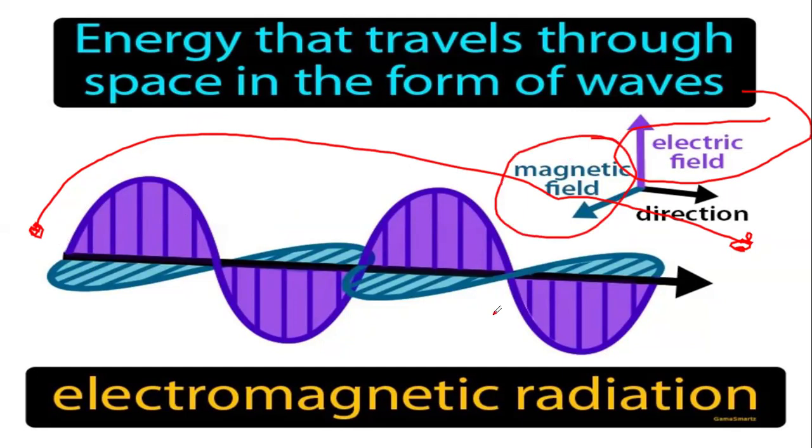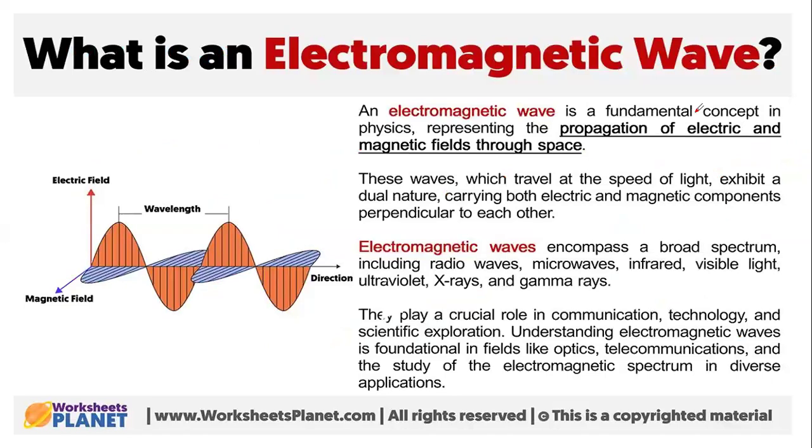So electromagnetic radiation is just what? The energy that travels through space in form of waves, with its combined form of electric field and magnetic field. And then here I was trying to elaborate more, I put another definition.